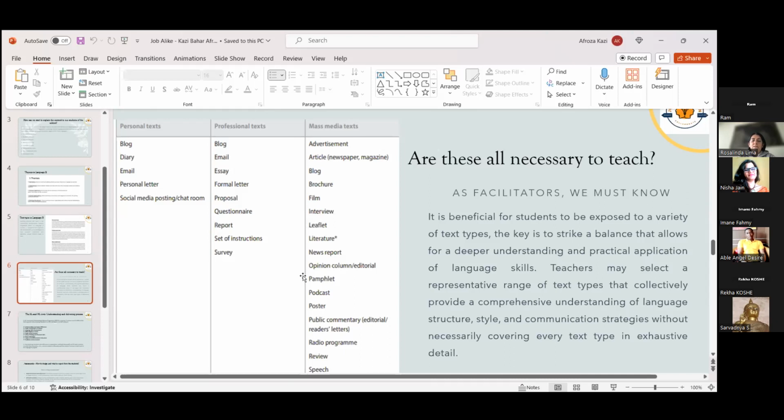Hardly will you find people writing diaries anymore, but the email, yes, it's a communication tool that we use when we go to the university level and further to the professional level. And personal letters, yes, a lot of people still use that. Social media posting. Rosalinda, would you mind sharing that? Do you also tell them to be respectful towards the community and how to use the language?